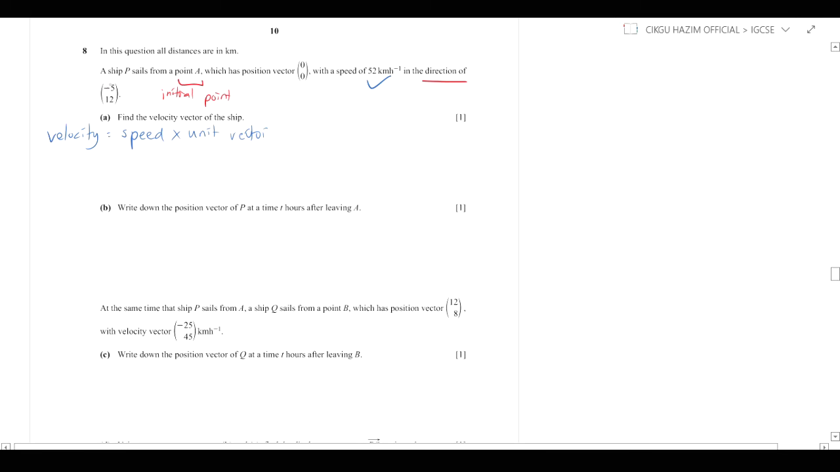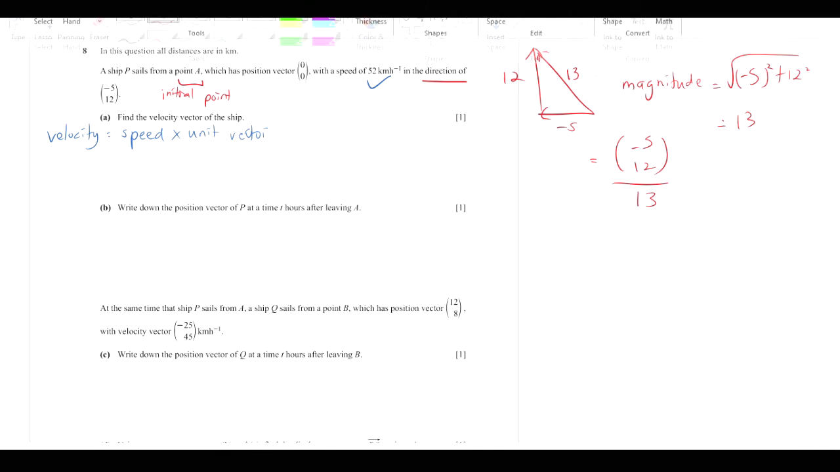They already gave the direction (negative 5, 12), meaning negative 5 to the left and 12 goes up here. Your magnitude must be 13. How do I know? Because magnitude is from the Pythagoras theorem: square root of negative 5 squared plus 12 squared equals 13. So you already know the magnitude here. That means your unit vector is going to be (negative 5, 12) over 13. That's your unit vector.